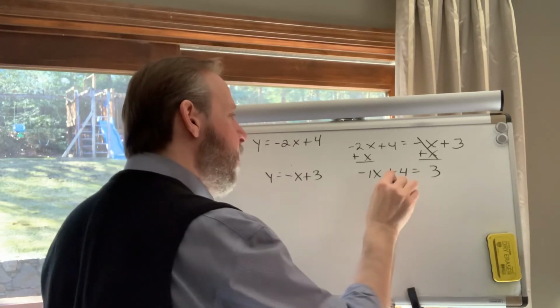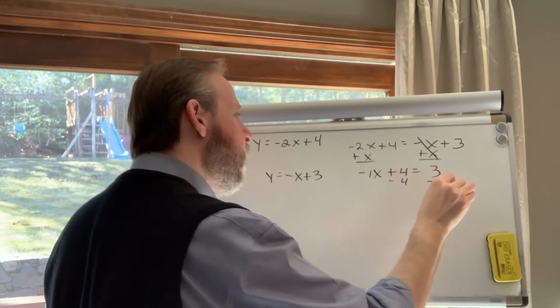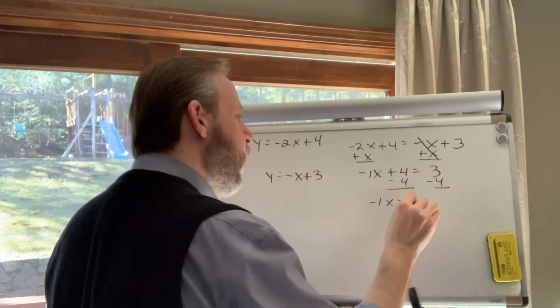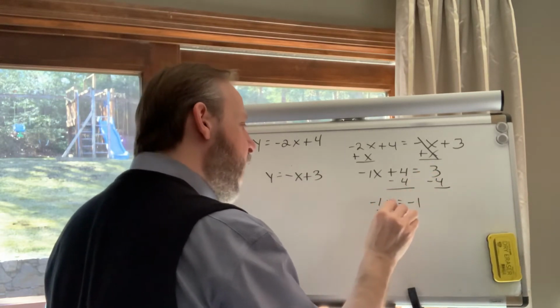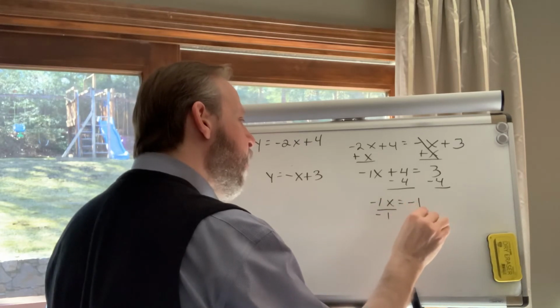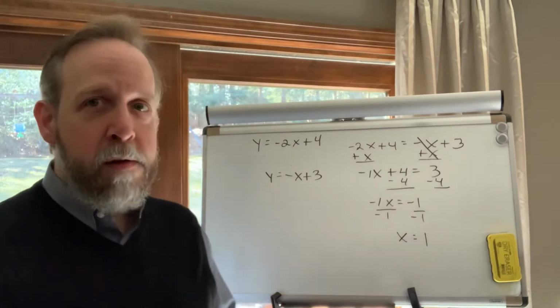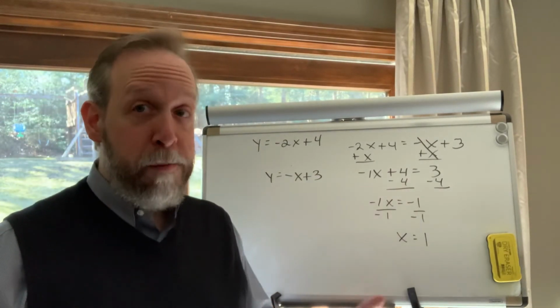Now what? Well, now I'm going to subtract 4 from both sides. Negative 1x equals 3 minus 4 is negative 1. And now I divide by the coefficient of negative 1, and x equals 1, which we already knew from the graph should be the case.